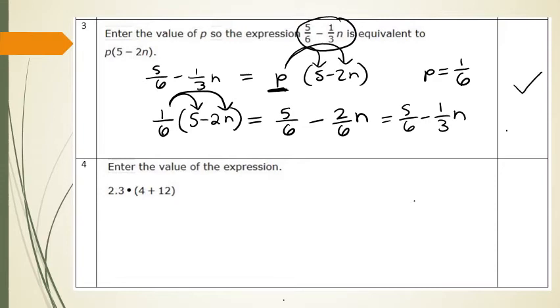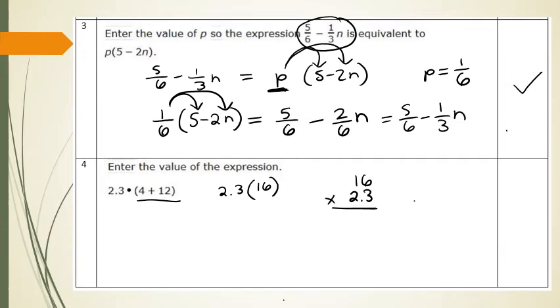Enter the value of the expression, 2 3/10 times the quantity of 4 plus 12. This problem is thinking about order of operations. Do we multiply or do parentheses first? Hopefully you're thinking about parentheses. So this problem can be rewritten as 2 3/10 times 16. So now I'm going to go ahead and multiply those guys together.